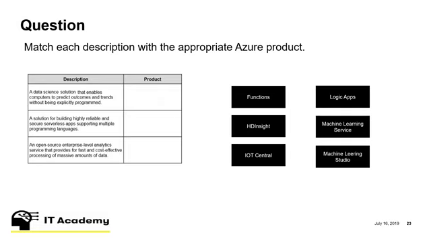On the left-hand side of the table, there are descriptions. On the right-hand side of the table, there's a space where we can drag an answer to. What the question wants us to do is say, based on the description, which Azure product best meets that description. So, it's asking us to identify a data science solution that enables computers to predict outcomes and trends without being explicitly programmed. And to do that, we need to look at the offerings on the right-hand side and see which one best suits that need.